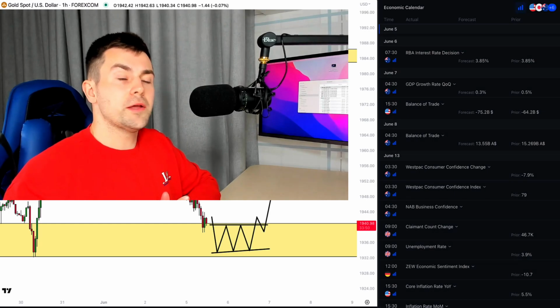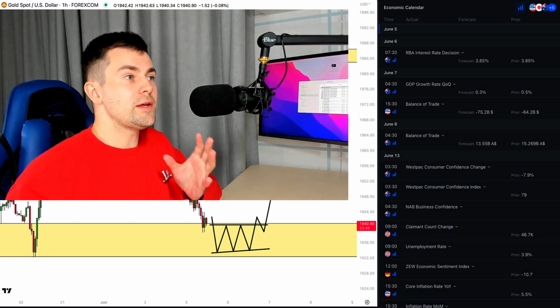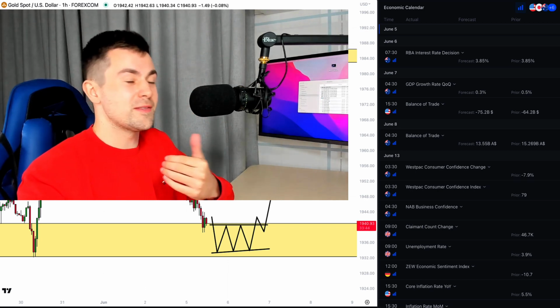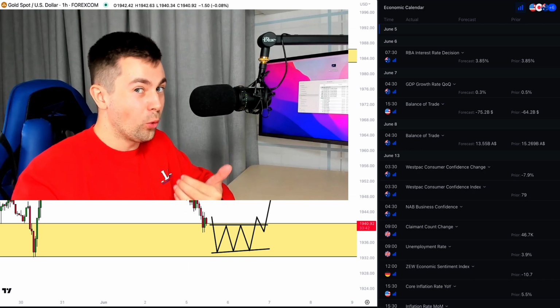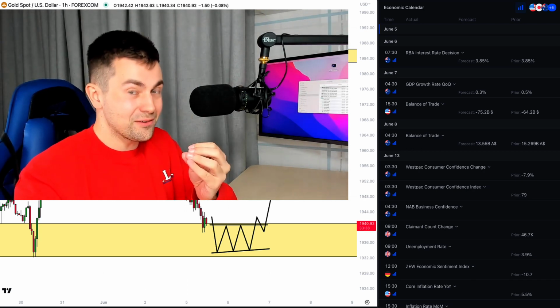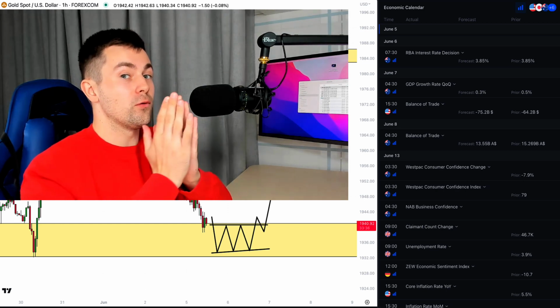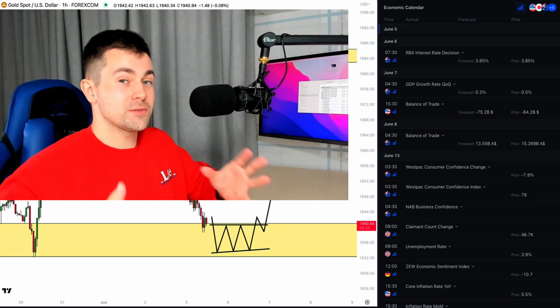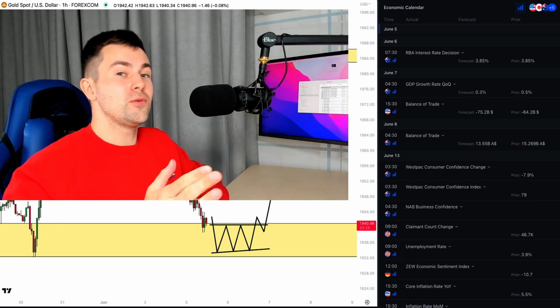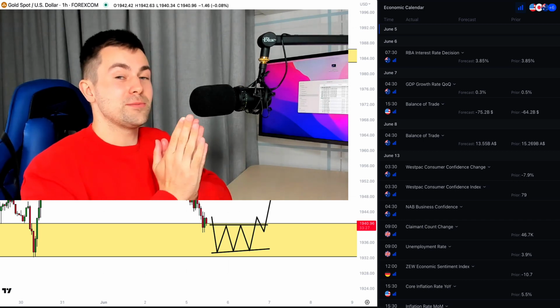Checking the economic calendar and the fundamentals, we can see that we are not expecting any important fundamentals that may affect gold this week. For that reason, I strongly believe that technicals will dominate. So follow the support and resistance, the price action patterns, monitor how the market reacts to key levels. That will be the best plan for you to follow.